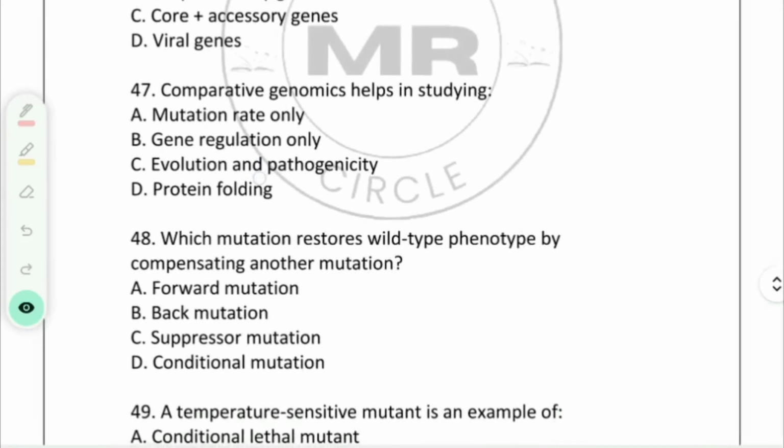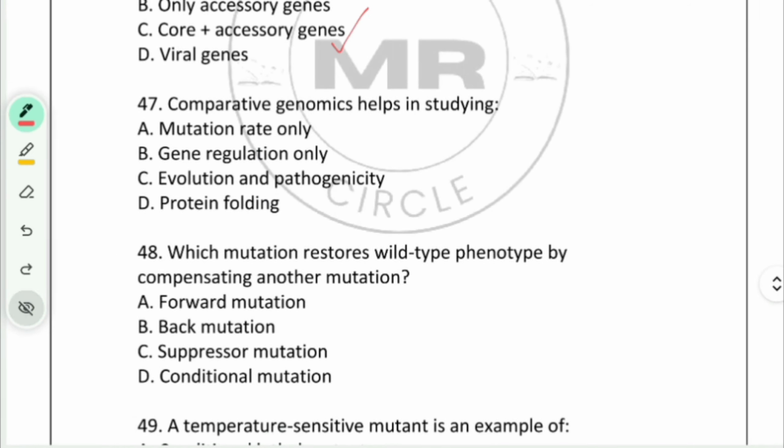Question number 47. Comparative genomics helps in studying. Options are A. mutation rate only, B. gene regulation only, C. evolution and pathogenicity, D. protein folding. Correct answer for this question is evolution and pathogenicity.